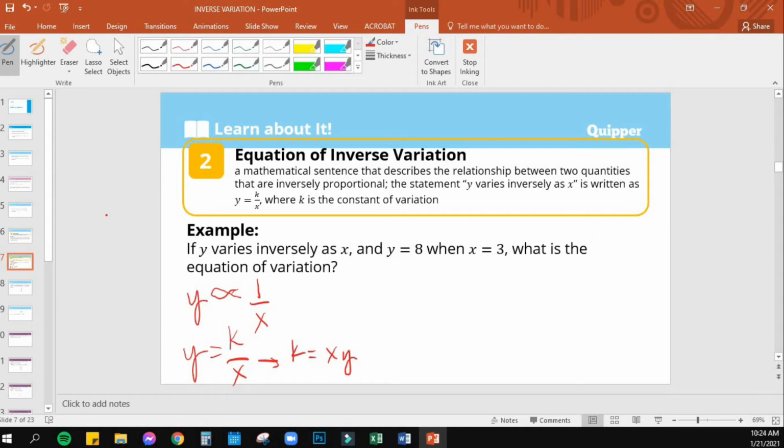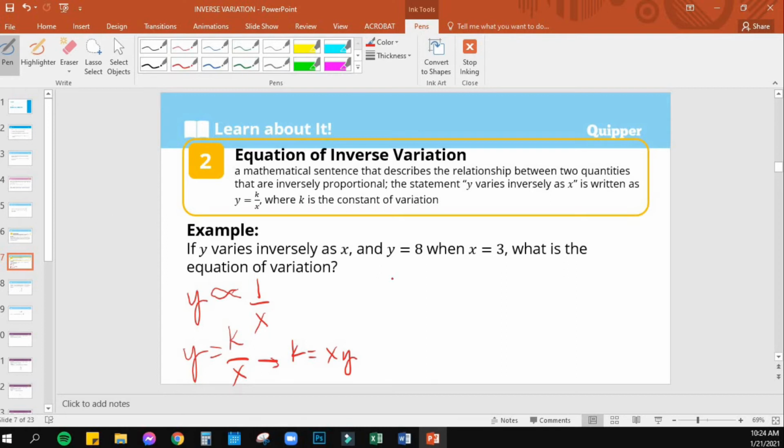Kasi before you formulate the equation of the inverse variation, you have to find first the constant. Same thing lang na ginagawa natin sa direct variation. First, formulate the general form. O, ito yung general form natin. And then, find the constant. Hahanapin natin yung constant. To find the constant, you are going to substitute the value of the variables x and y.